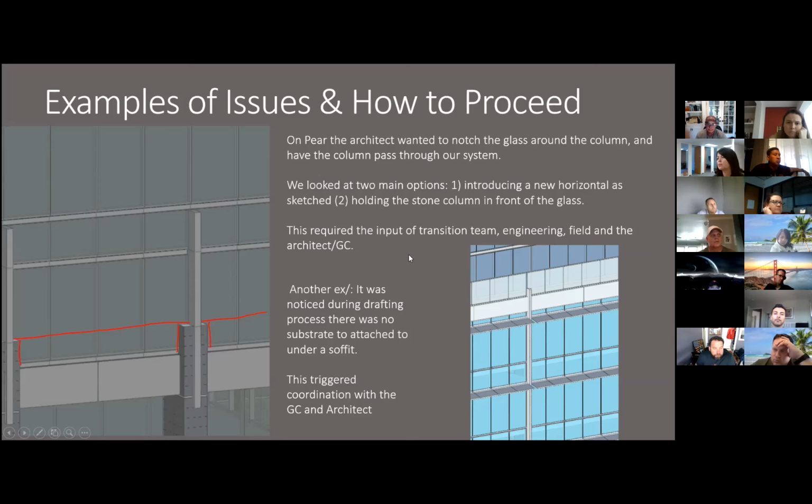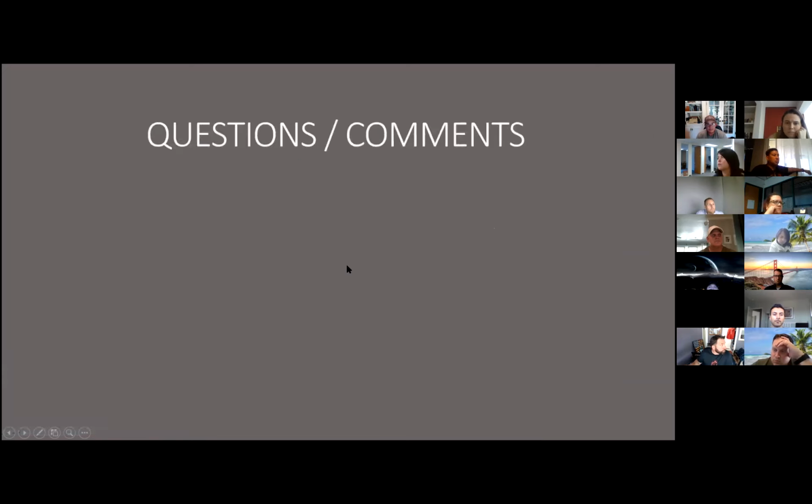and the GC. Another example of an issue is that it was noticed during the drafting process that there was no substrate to attach to under the soffit. This triggered coordination with the GC and the architect. So all of these are things that we want to come up, and we want to work them out up front. That's it.